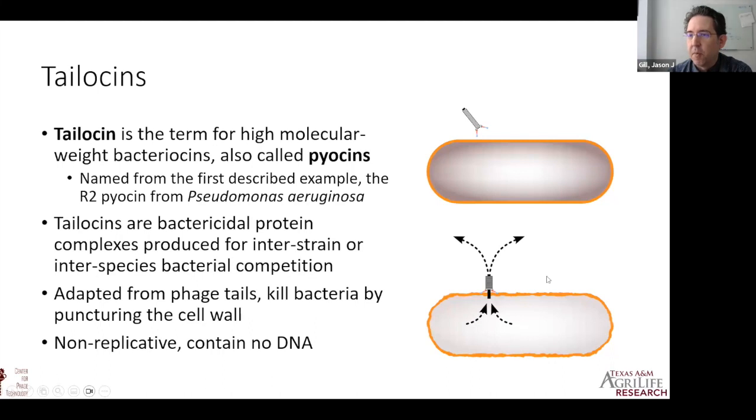They have to adsorb to the surface via tail fibers that they have. Then the tail contracts and puts a hole through the cell wall, and the cell then depolarizes. That's how it kills the cell. You have this unregulated efflux of cellular contents, a collapse of the PMF, and cell death. So these kill by puncturing the cell wall, but they don't replicate and they don't contain any DNA.